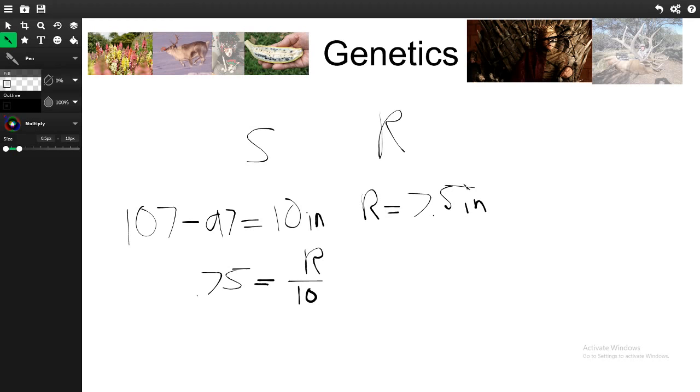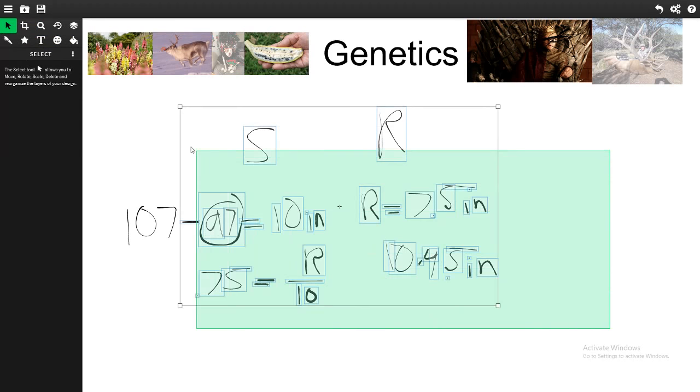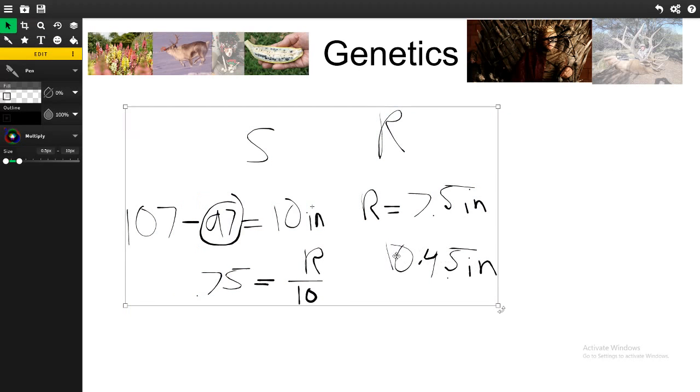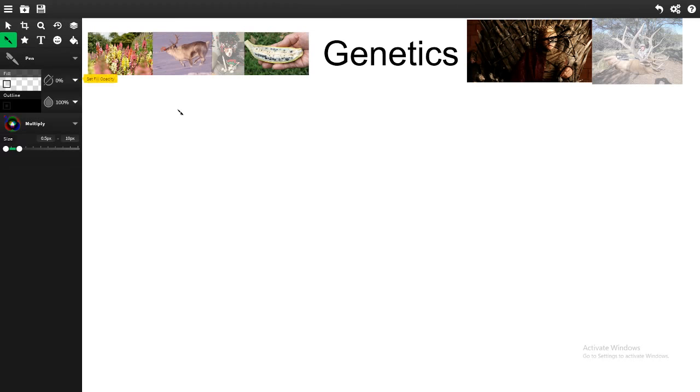Now this does not mean that the offspring will have 7.5 inch antlers. This means that the offspring will have 7.5 inches above the average size antlers. So the offspring's antler length would actually be 104.5 inches. Now let's take that a step further and use this 104.5 as the parent value and find the antler length of the offspring.